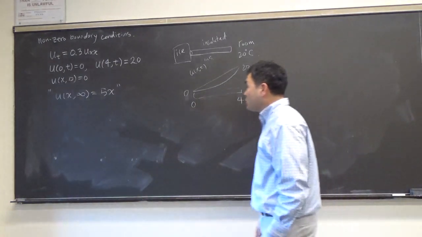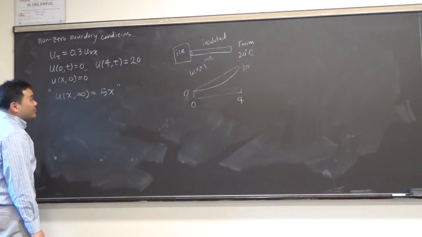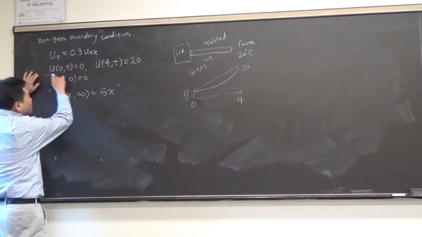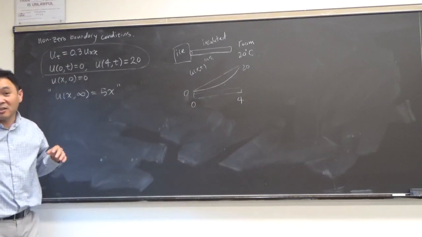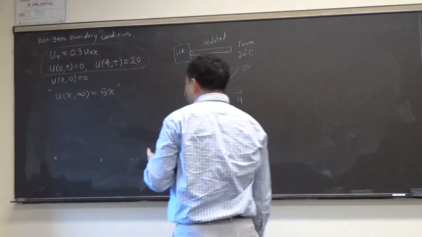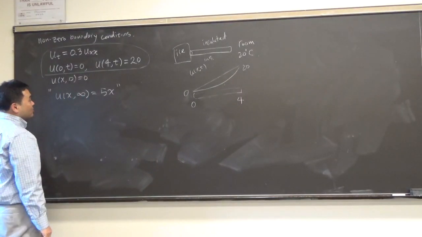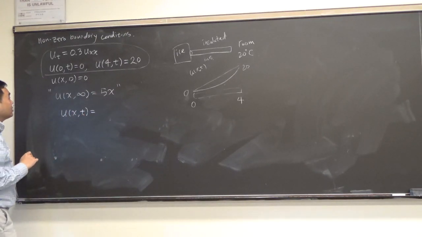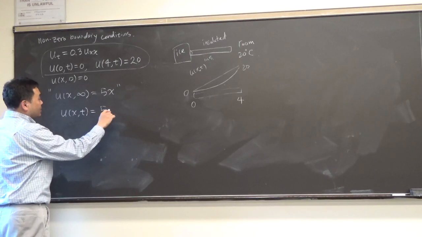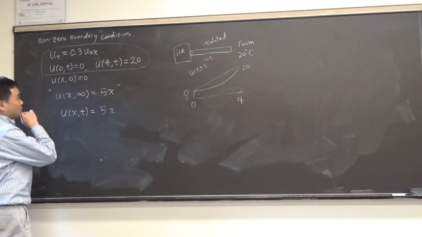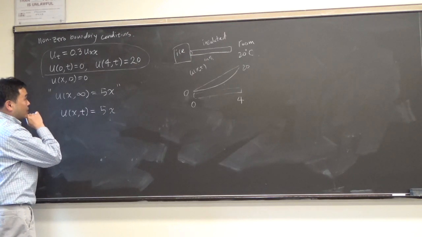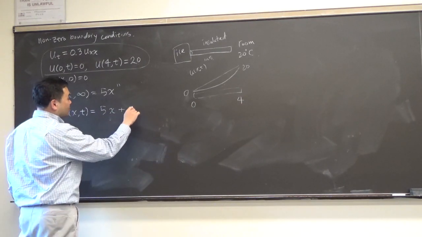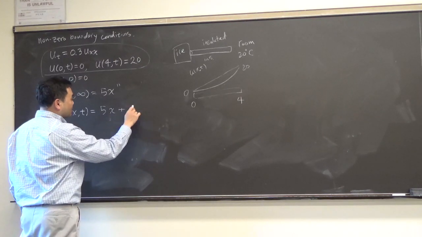So what we do is we try, again, like the idea before, we don't try to satisfy everything at once. Just try to find something that satisfies some conditions and see what happens after that. So we start with u(x,t) that looks like 5x plus some function of t.